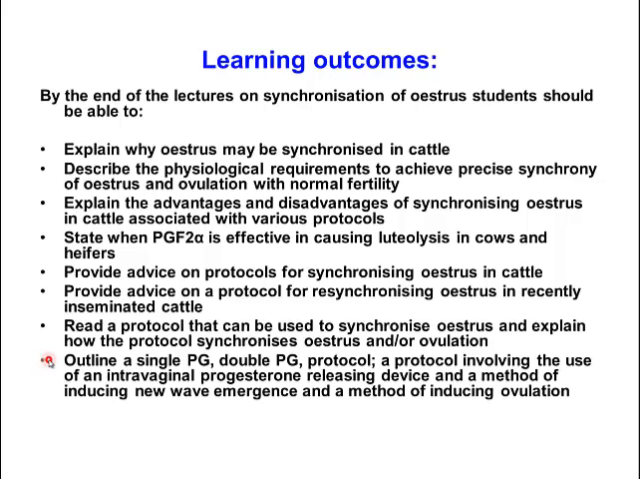You should also be able to outline a single prostaglandin based program, a double prostaglandin based program, a protocol that uses an intravaginal progesterone releasing device, and also a method that you could use to induce new wave emergence, and a method for inducing ovulation. So that's quite a big list of things. It's quite an important topic, I think, particularly if you're going to work in rural farm-based practices. We'll work together over the next 2 lectures to see if we can understand this topic a little bit better.